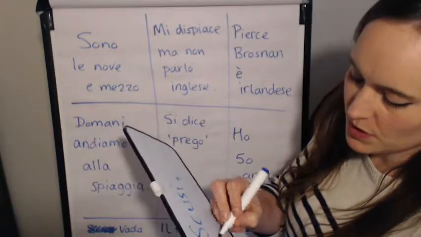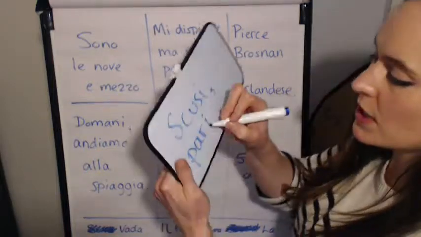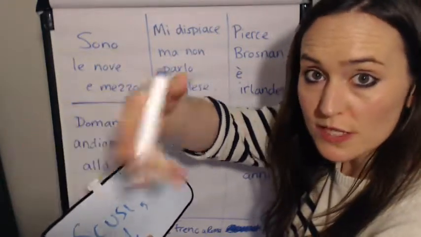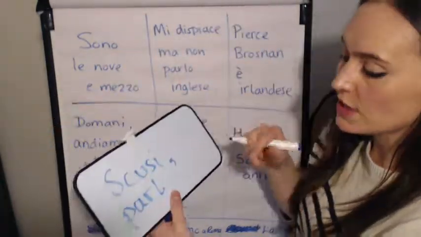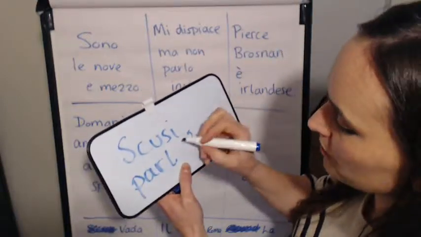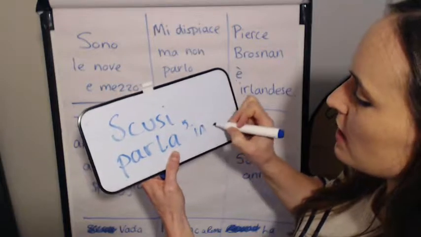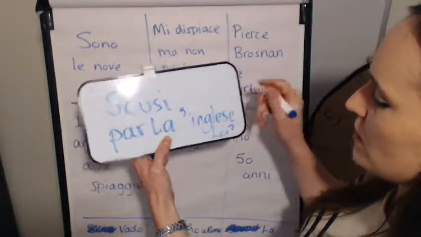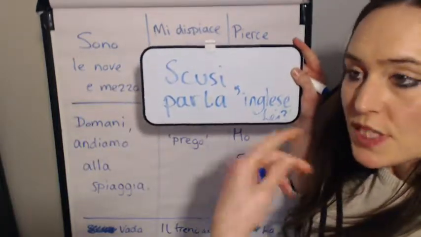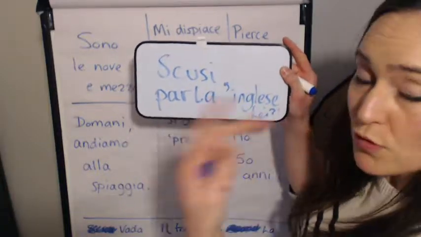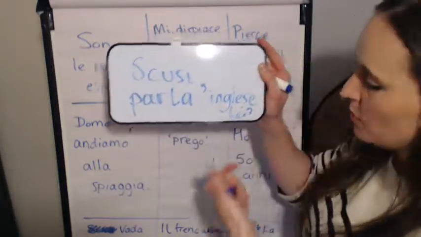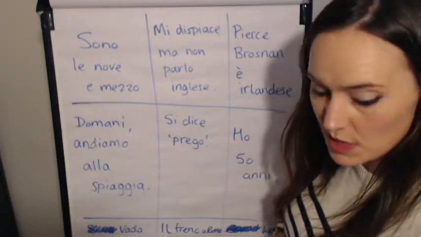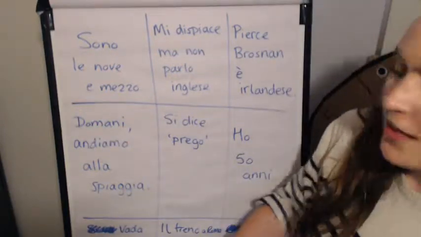Now, we need to know what the verb to speak is, which is parlare. So we need the stem of the verb to speak, parl. Then we're asking someone in the formal way, so we need the lei form, which is the third person singular ending. So parlo, parli, parla. Scusi, parla inglese? You could add lei to the end if you wanted to make it clear you're asking that person in the formal form, but scusi, the excuse me bit, is already in the formal form. So, scusi, parla inglese lei? Or parla inglese? Mi dispiace ma non parlo inglese. I'm sorry, but I don't speak English. Parlo italiano.